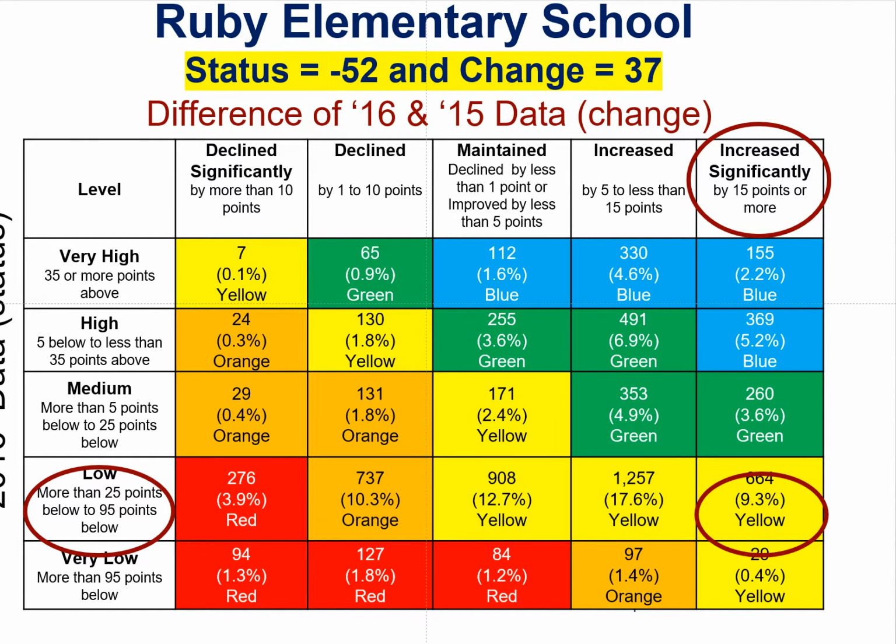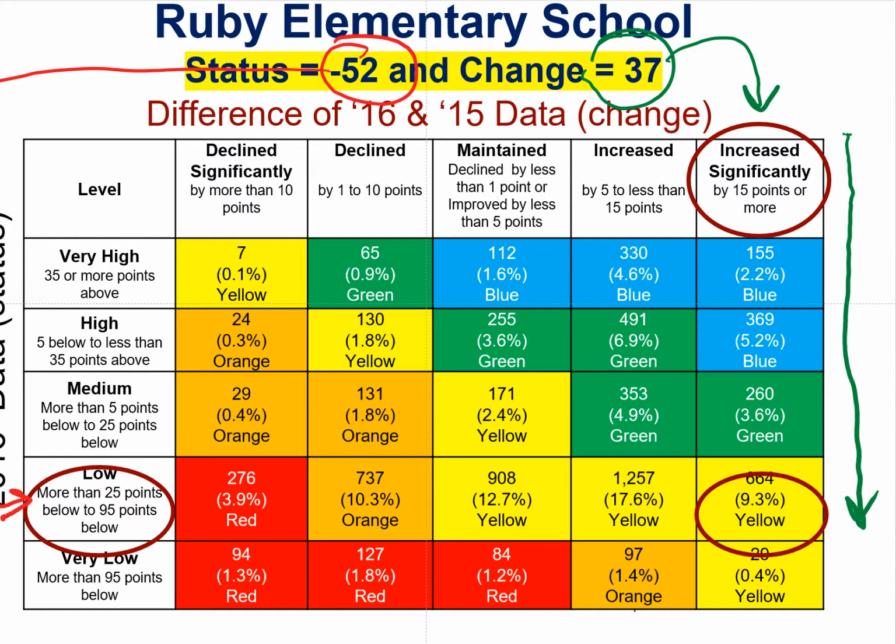When you go on the 5x5 grid, you're going to look at these two pieces of information. The status, here, is negative 52. So we come down, where are we? Very high, high, medium? No, we're low, right there. So we know they're going to be in this horizontal row. Now we take a look at the change, and the change is a positive 37, which is right there. So we go down this column, and to the right in this direction, and now the school district has a yellow. They now have a yellow for math based on this information.